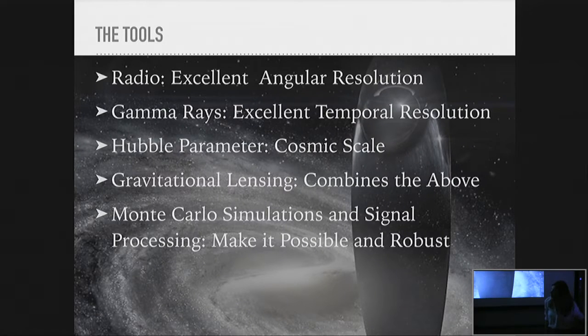So to summarize, at radio we have an excellent angular resolution. At gamma rays we have excellent temporal resolution. The Hubble parameter gives us the cosmic scale. Gravitational lensing allows us to combine all of those above. But most important, Monte Carlo simulation and signal processing make it possible to reconstruct the mass distribution of the lens with 1 milliarcsecond resolution and allow us to measure the time delay very precisely.